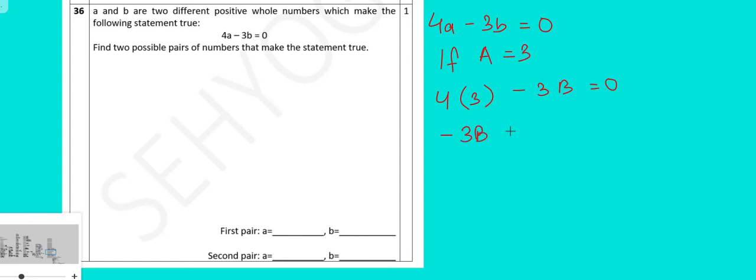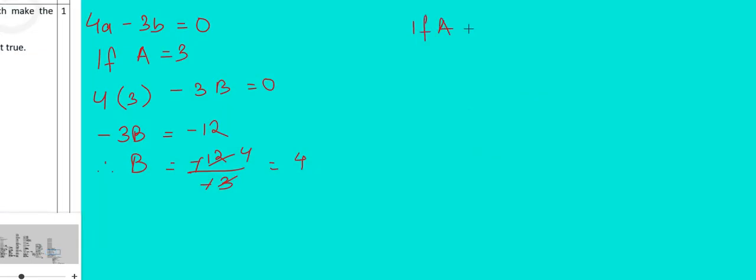Minus 3b is equal to minus 12. Therefore b is equal to minus 12 divided by minus 3. This reduces to 4, as the minus gets cancelled, getting b as 4. Now if a is equal to 6, then 4 multiplied by 6 minus 3b gives us a 0.